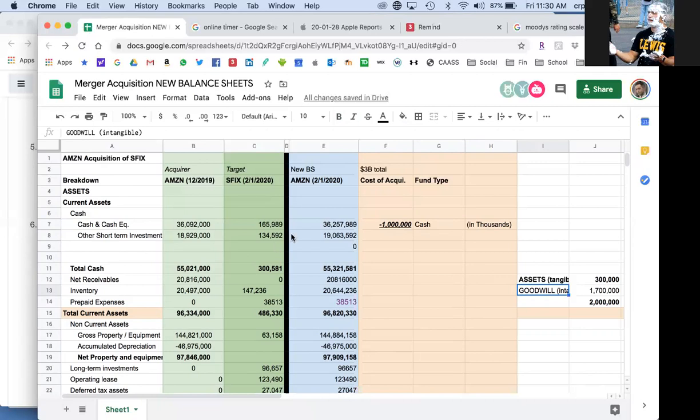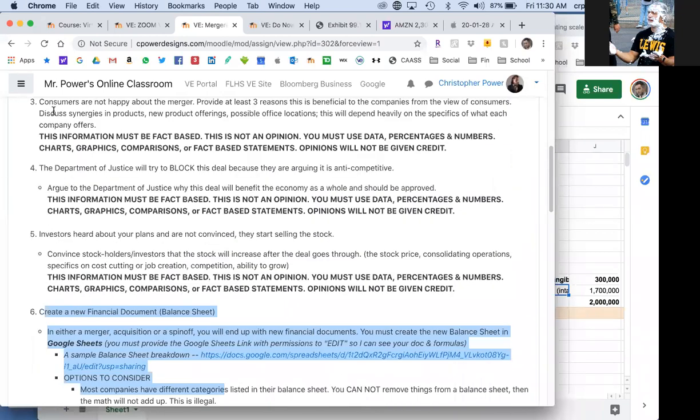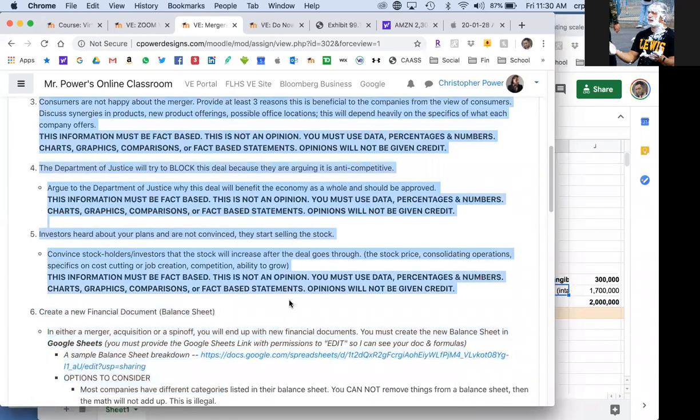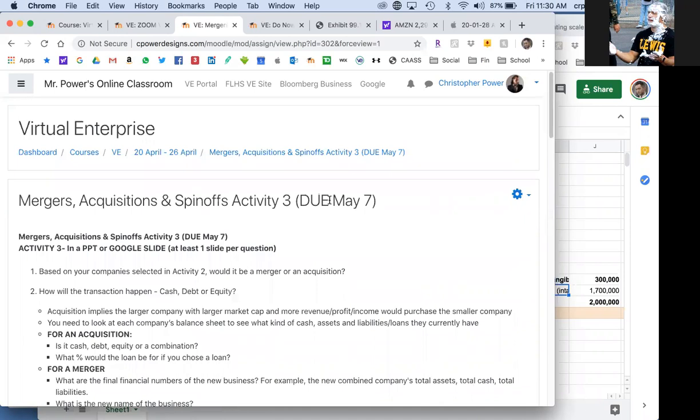So I am going to make the balance sheet a little bit easier by doing this for you. Because I know numbers 3, 4, and 5 got a little bit harder because you have to find some actual data to back up your defense. And then I did give you additional time. So now you guys have till May 7th rather than having till May 3rd.